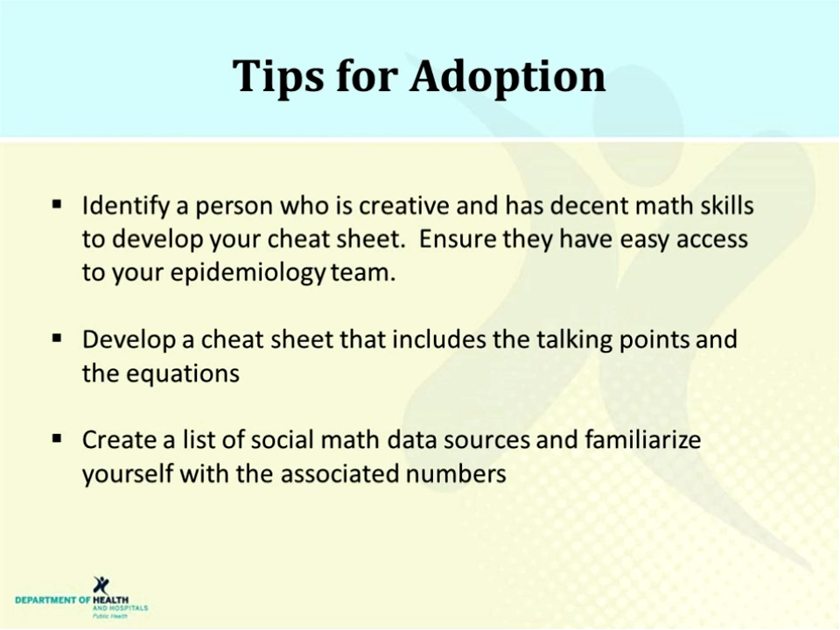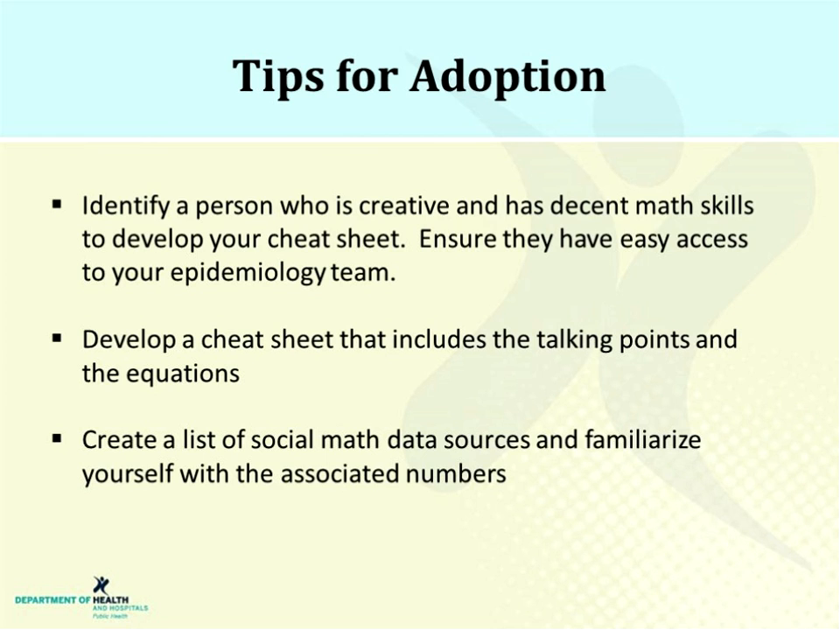So in conclusion, we have several tips for adoption that we'd like to share with you. Really important and helpful to our success with social math is to identify a person on our team who is creative, has decent math skills, and can develop that cheat sheet for you, ensuring they have easy access to your epidemiology team. Once you have that cheat sheet, make sure it includes talking points with the equations.